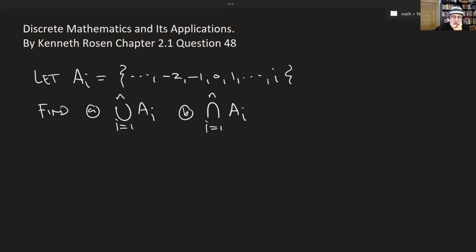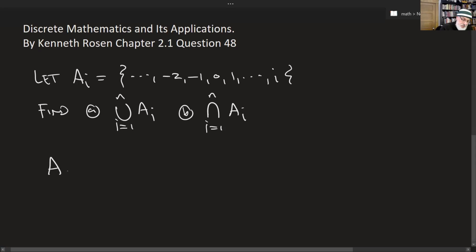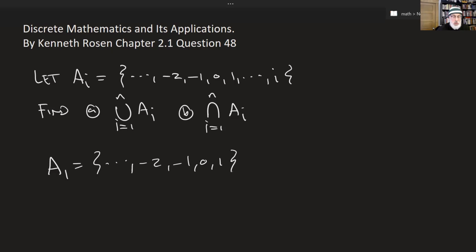So let's look at what these A's are. There's the collection of sets that's defined as, you'll notice, all of the negative integers. So it's including every single negative integer, and it stops at i. So A sub 1 is all of the negatives, 0, and 1.